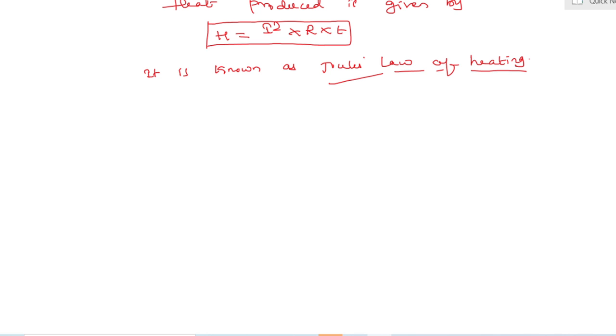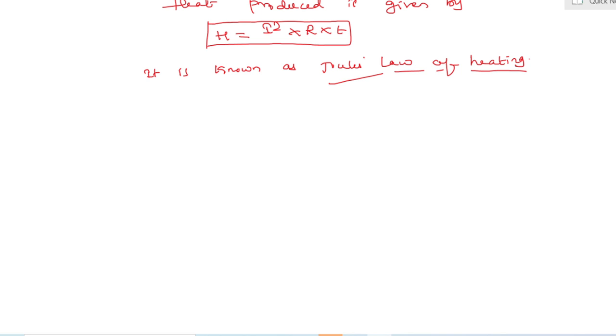What does this law imply? First, H is directly proportional to the square of current for a given resistance. Second, directly proportional to resistance for a given current. Third, directly proportional to the time for which the current flows through the resistor.